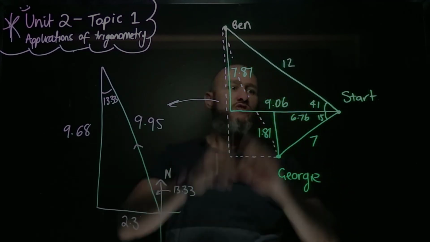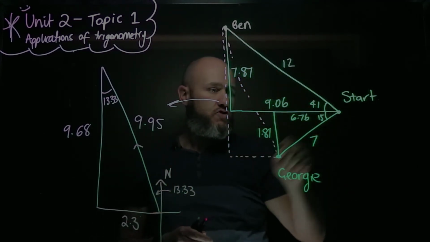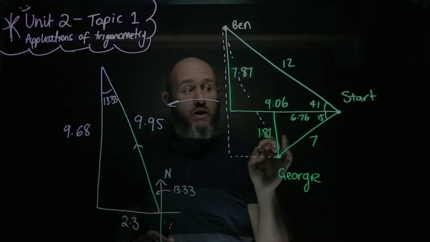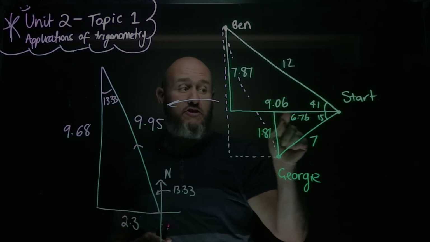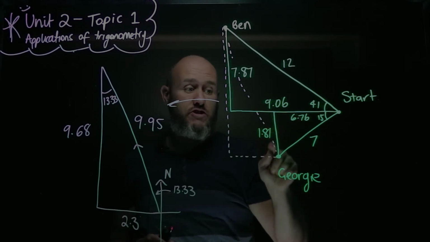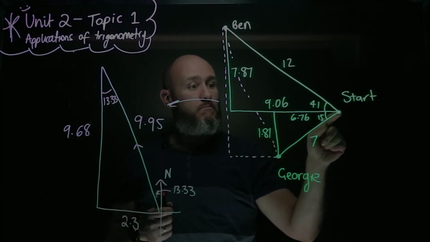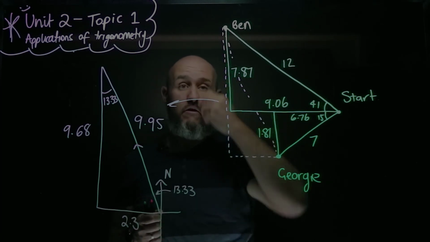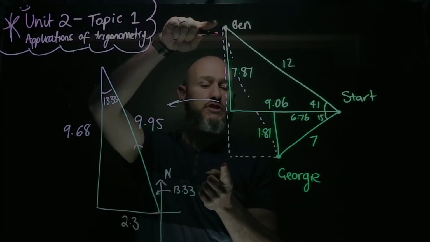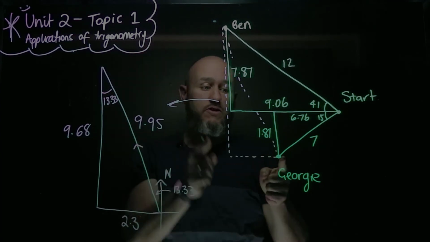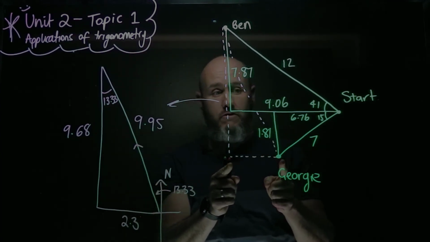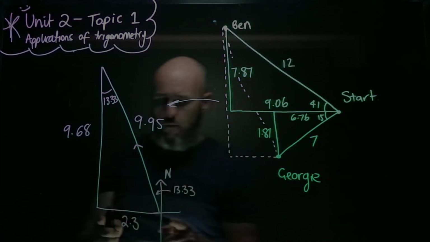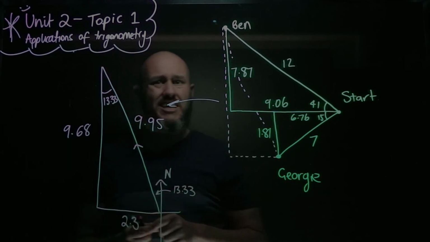So, there's my first diagram. This is Ben's walk. This is Georgie's walk. We knew 12, 41, 15, 7. And then we calculated, using a bit of right angle trig, Georgie's westerly distance, 6.76. Georgie's southerly distance, 1.81. Ben's westerly distance, 9.06. Ben's northerly distance, 7.87. And then from that, we could work out the total distance between them in the north-south direction and in the east-west direction. We did this one by subtraction, this one by addition, because we had to interpret what was going on. And we get 2.3 and 9.68.